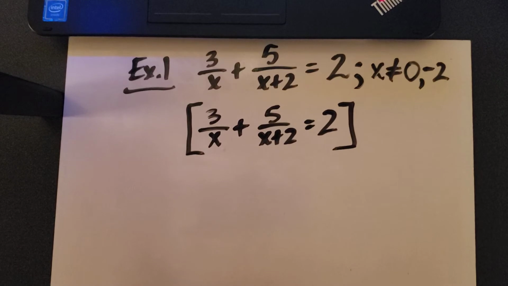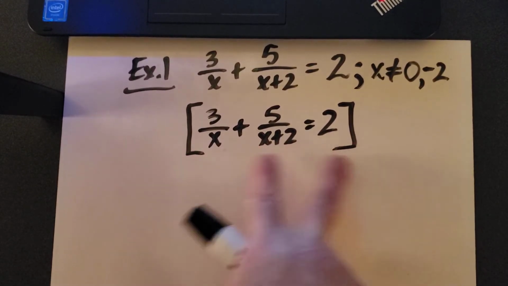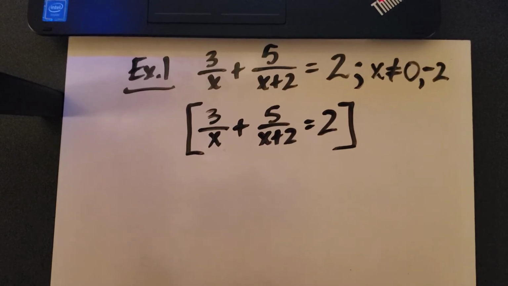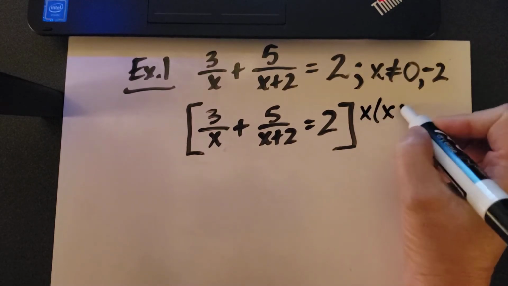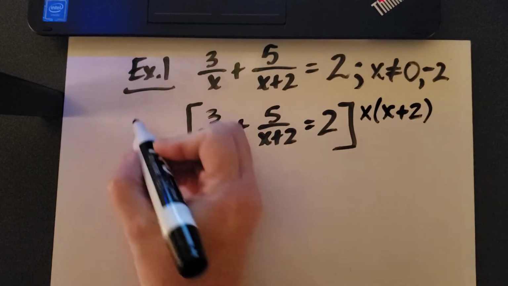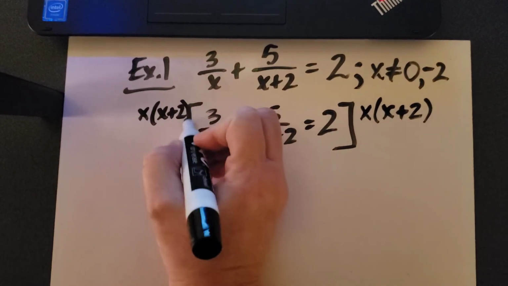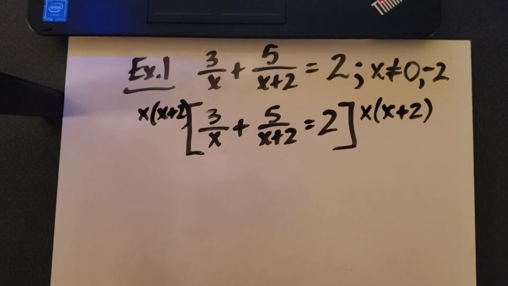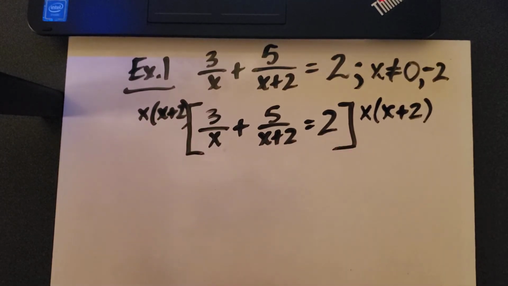Now, the lowest common denominator is normally found by just multiplying any or all of your denominators together. So this x times this x plus 2 needs to be multiplied together as our lowest common denominator. So x times x plus 2. And I'm showing that on both sides of the equation, okay? I'm now going to take that LCD, the lowest common denominator, and multiply it by every single term in the equation.